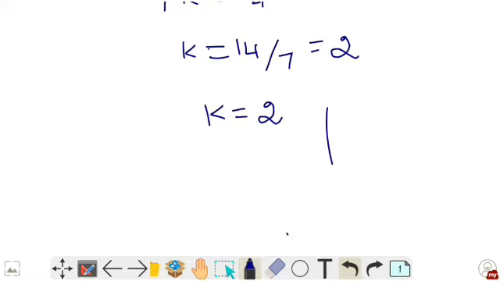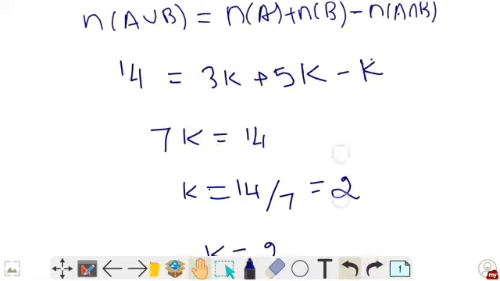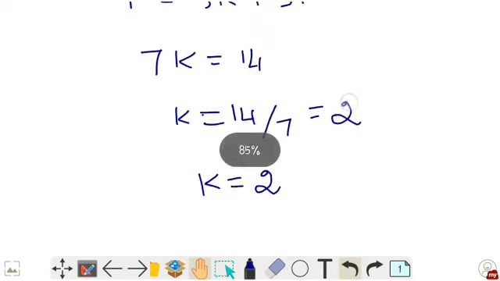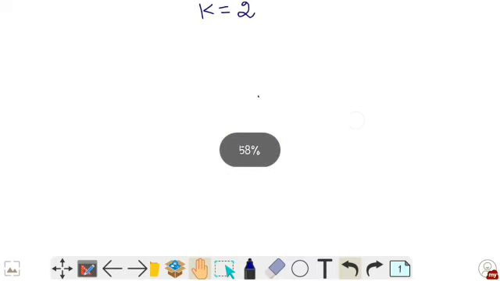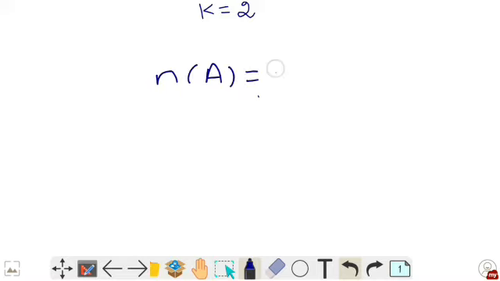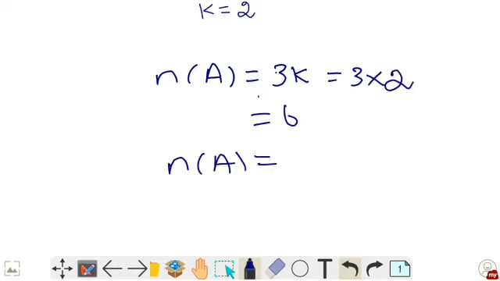Substitute k equal to 2 in n of A. n of A is 3k, and k equals 2, so 3 into 2 is 6. So n of A is equal to 6.